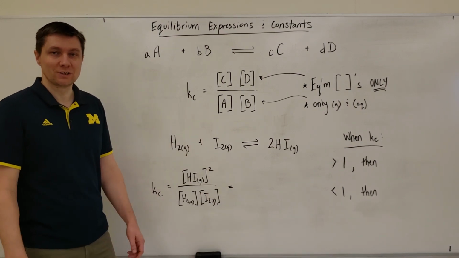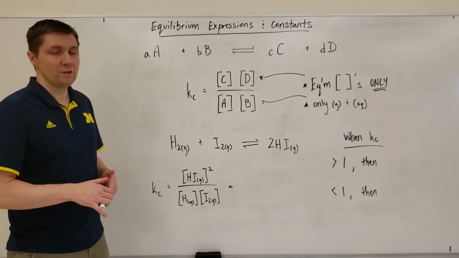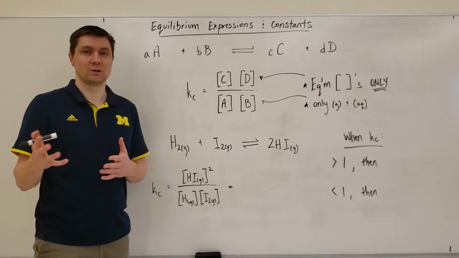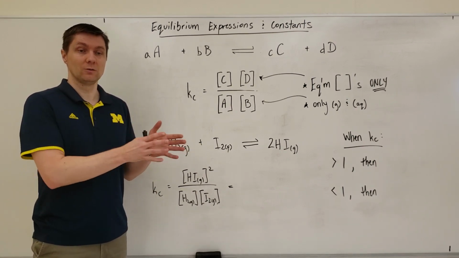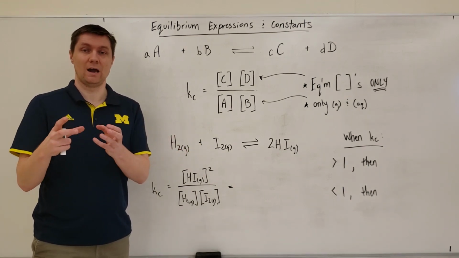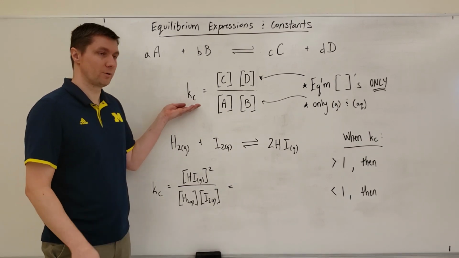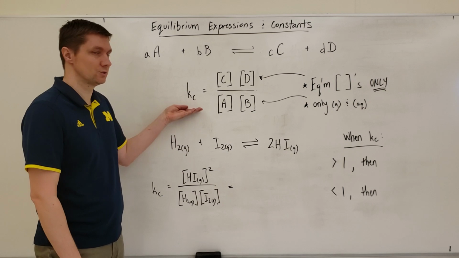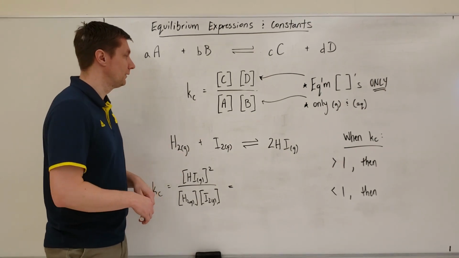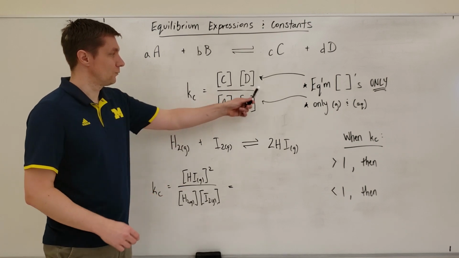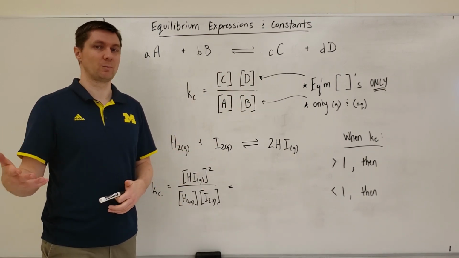Equilibrium expressions and constants is the next concept that we're going to cover. What you need to know is simply that an equilibrium expression is used to calculate an equilibrium constant. So first of all, what is an equilibrium constant? Well, an equilibrium constant is just denoted by the letters KC. And this ratio here is what is considered to be the equilibrium expression.